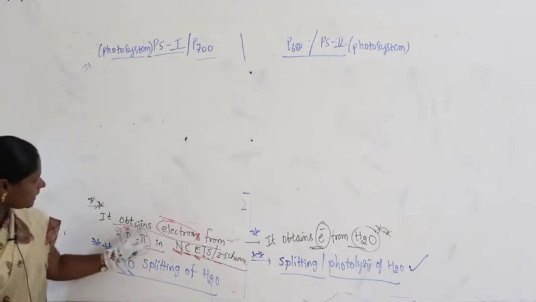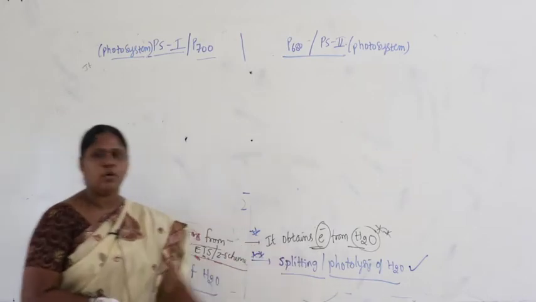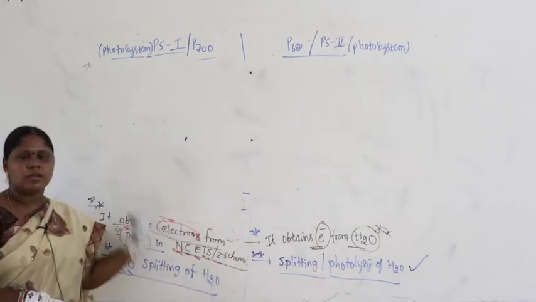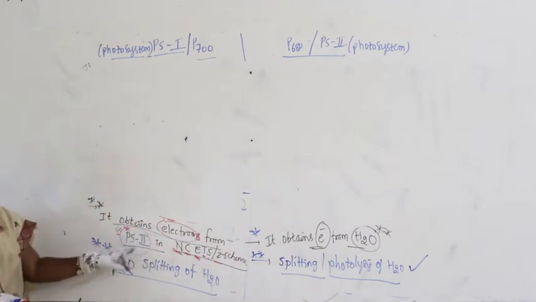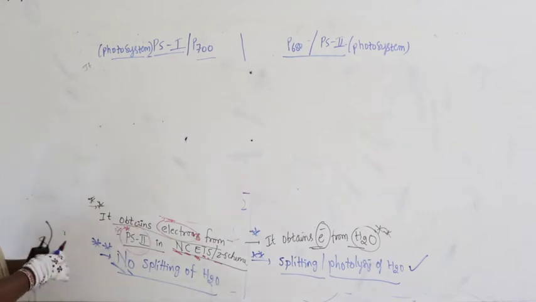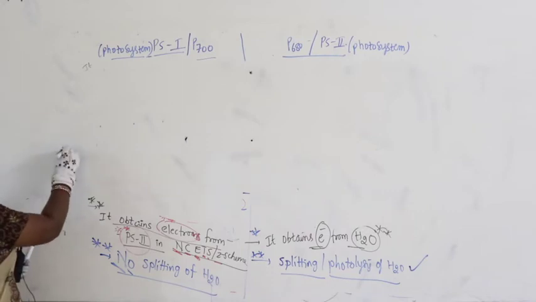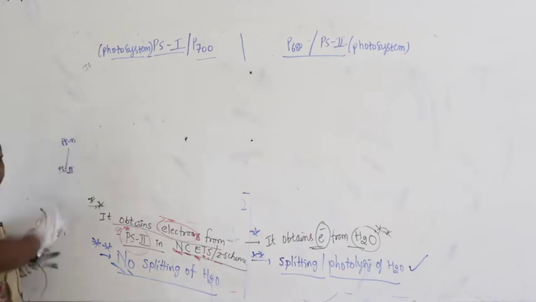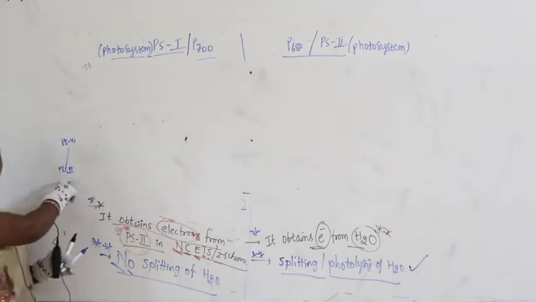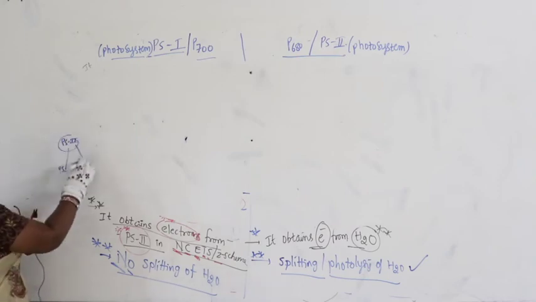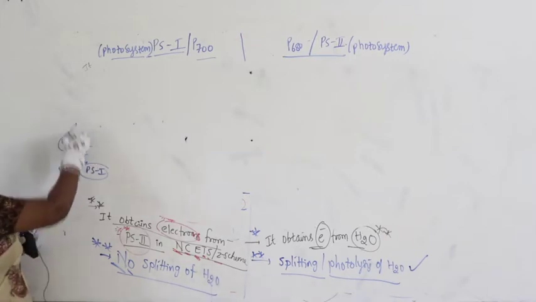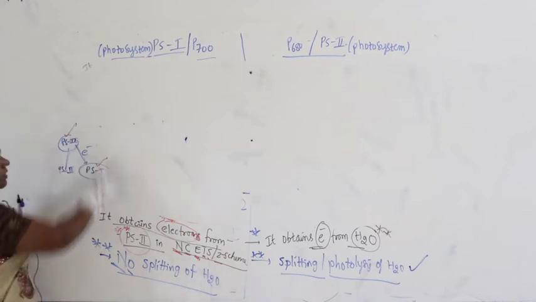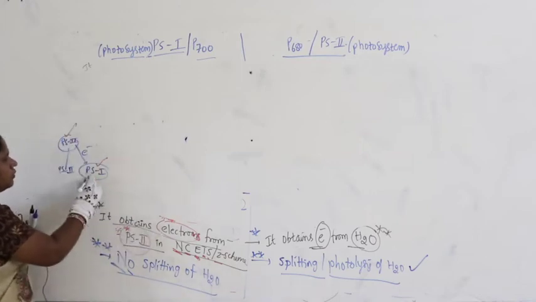What is that point? It obtains electrons from PS2, it obtains electrons from water. It is taking electrons from PS2. Then it gives electrons to whom? In non-cyclic, what is happening here? From PS2, electrons are coming to PS1. So the movement is happening from where to where? From PS2 to PS1. So what is the thing here? PS1 obtains electrons from PS2.